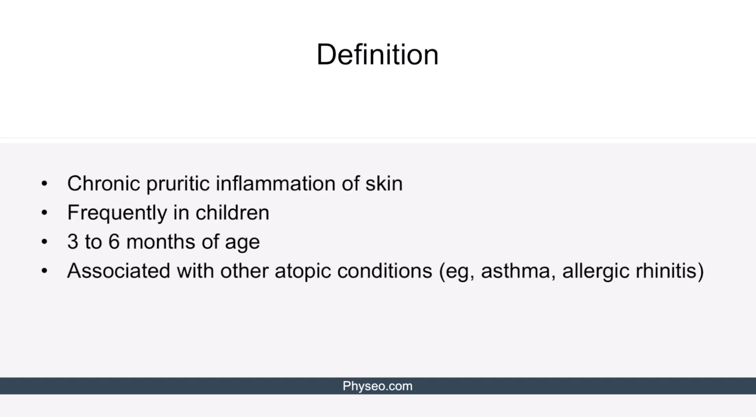Atopic dermatitis, commonly known as eczema, can be defined as a chronic pruritic inflammation of the skin. It is frequently seen among children aged 3 to 6 months, and it can be associated with other atopic conditions such as asthma and allergic rhinitis.